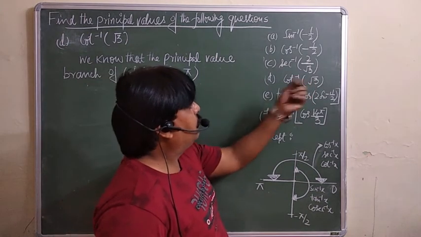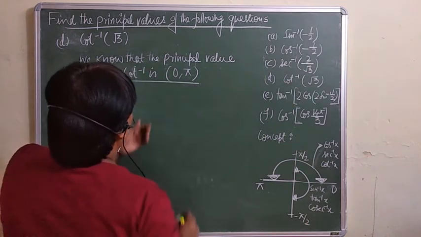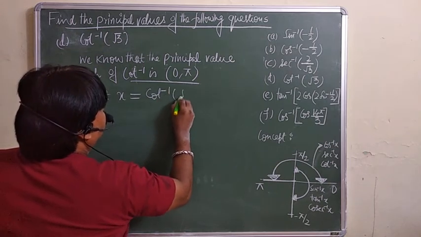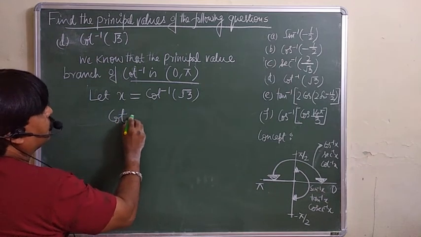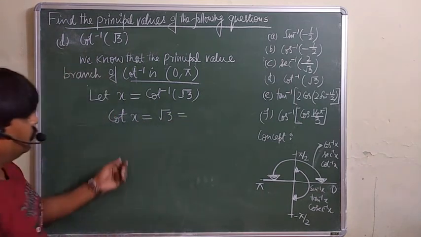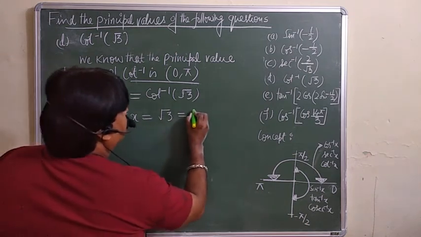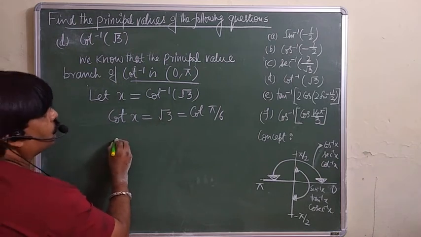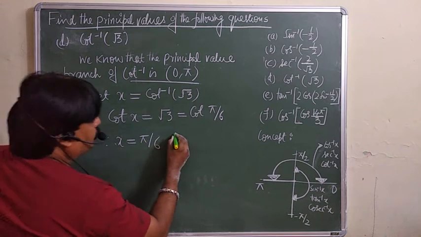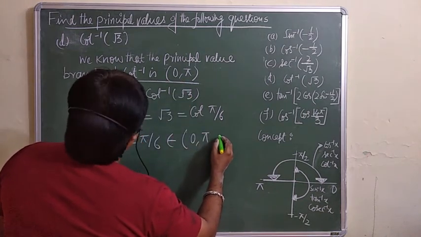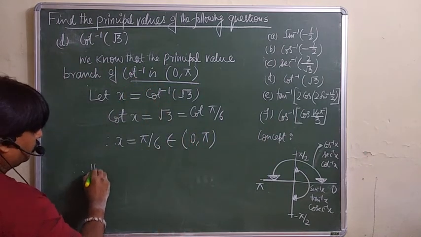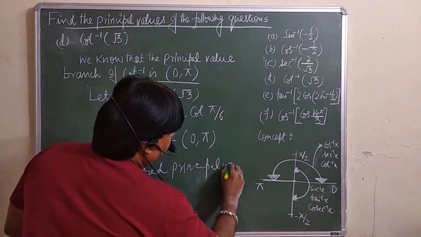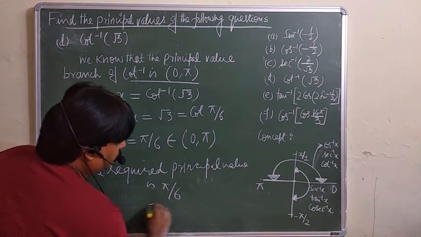Okay, next question is cot inverse root 3. The principal value branch of cot inverse is 0 to pi in open interval. Same way, let x is equal to cot inverse root 3. So this can be written as cot x is equal to root 3. The value is cot pi by 6, because cot 30 is equal to root 3. So x is equal to pi by 6, and this pi by 6 belongs to the principal value branch of cot inverse. So therefore the required principal value is pi by 6. This is your answer.